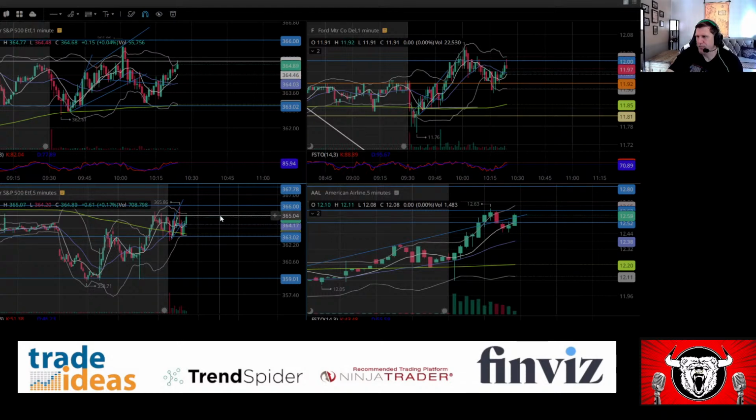Touching that 365 pivot one more time. Let's see what happens here. We'll either get a measured move out of this to the bull side and attack that 368 zone, or this will reject here and roll down. Probably test 363.